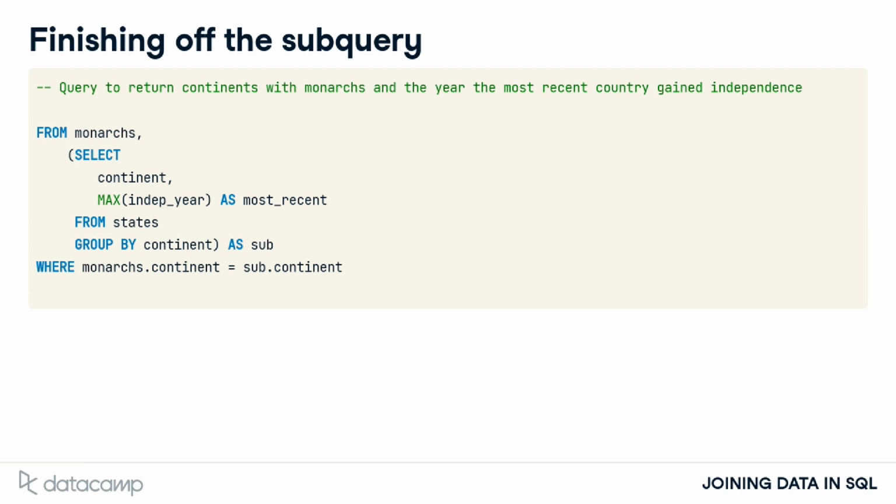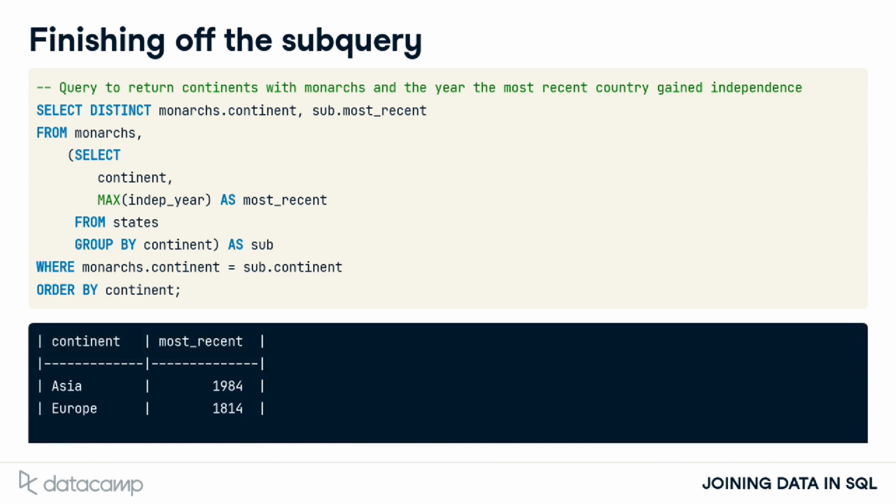As we saw on the previous slide, because the continents from our subquery will find multiple matches in monarchs, this match will return duplicates. As before, in our select statement, we use the distinct command to drop duplicate continents and select sub.mostRecent to get the most recent independence year for each continent. Lastly, we order by continent.